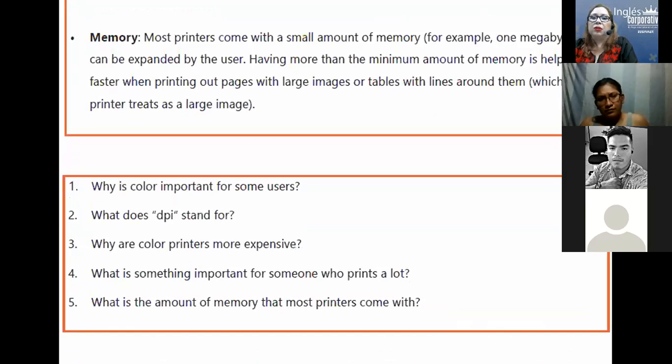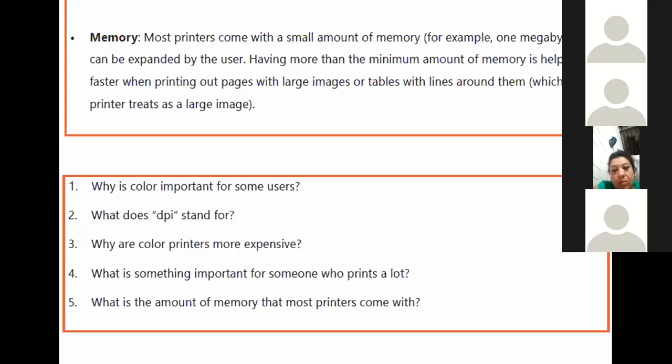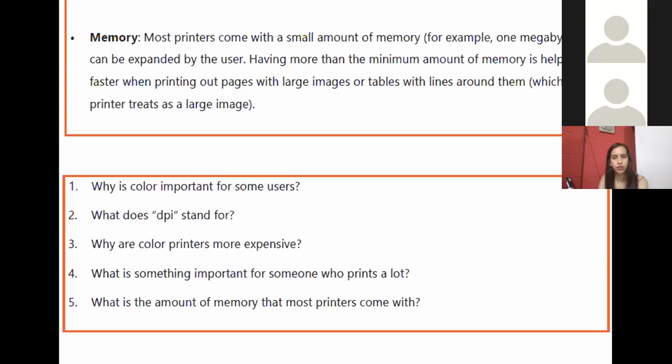These ones. Why is color important for some users? What does DPI stand for? Why are color printers more expensive? What is something important for someone who prints a lot? What is the amount of memory that most printers come with? Okay, these are the questions. You have to read again and answer the questions discussing with your partners, okay?